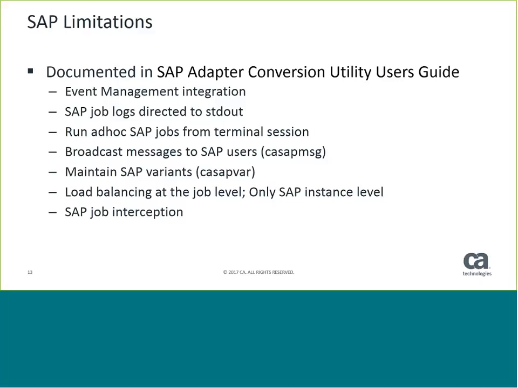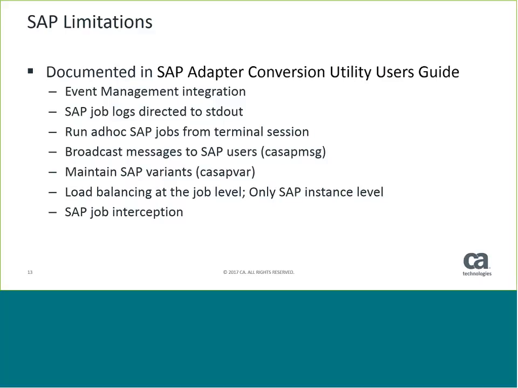If you were using the CA SAP bar, this was a binary that allowed you to go in and change the value of a variant before you ran a job. So you could run one job that maintained the variant and the next job used that variant. That ability is no longer available with the plugin. You can't manage the variant values, okay?